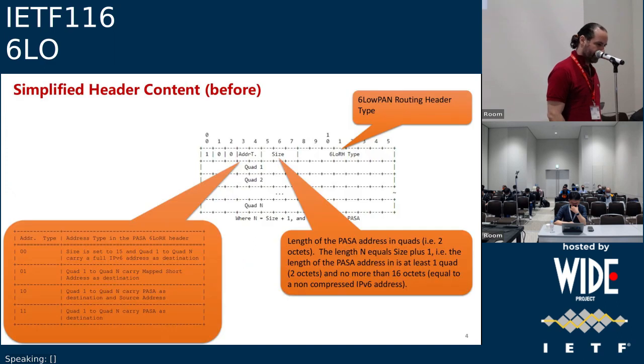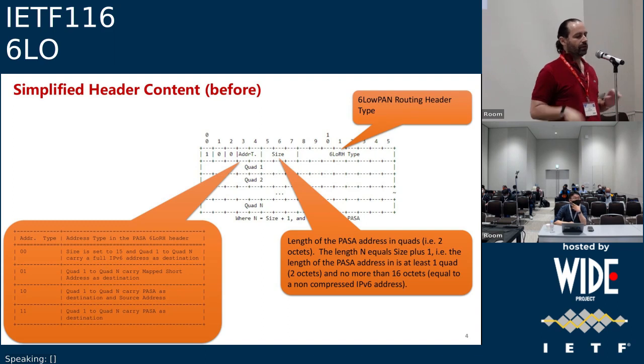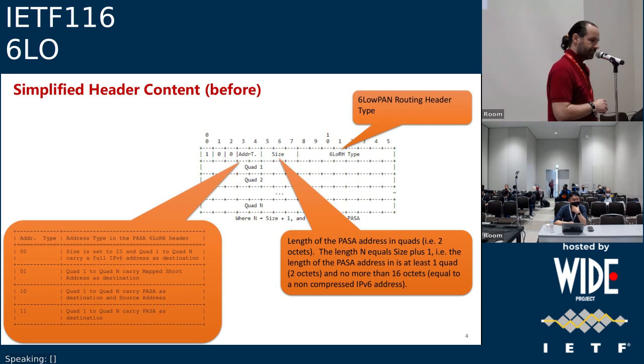Slide, please. The first thing is that we simplified the header content. This is the header as it was before. If you look at the first line, there was an address type because we felt that we needed to encode whether or not the destination is inside the PASA domain or not. We realized this is not necessary.